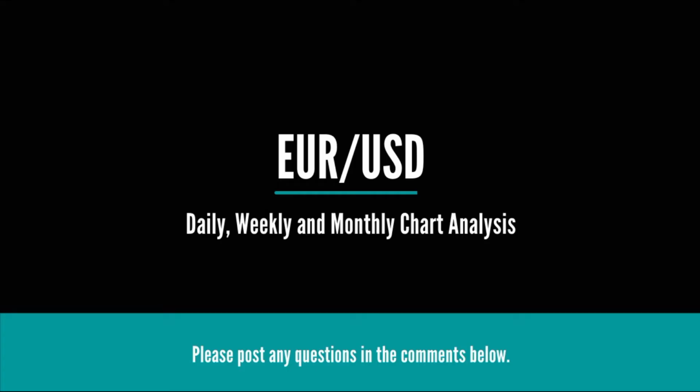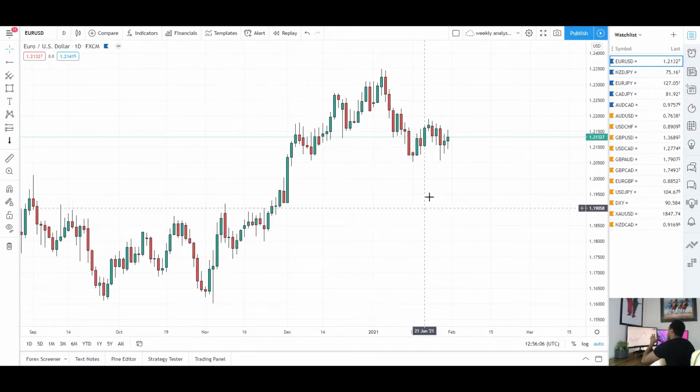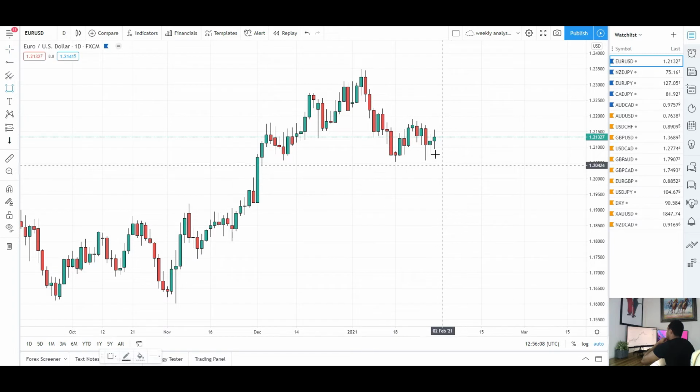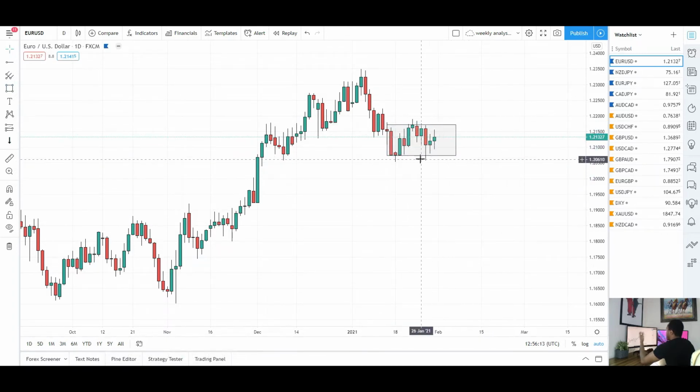First up, we've got Euro USD. Okay, so for Euro USD this weekend, not too much happened in terms of direction. Price is literally consolidating at this moment in time. As you can see here, I've got the resistance up there, the support down there, and price is just moving sideways.